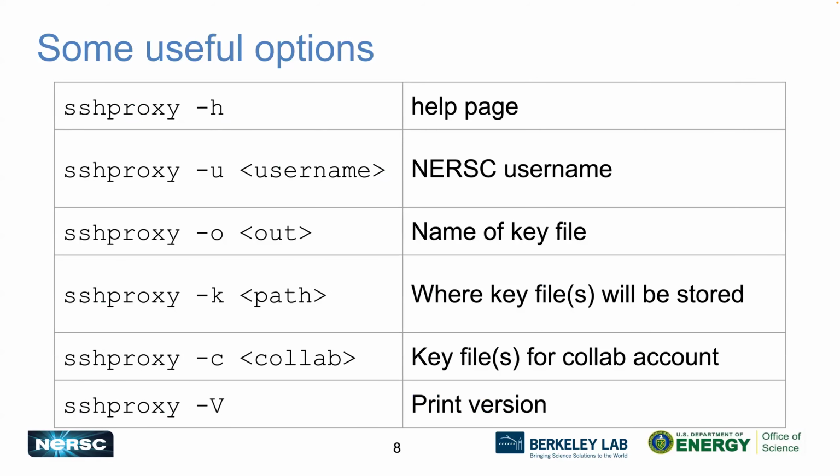There are some useful options here. -h is to list the help page. -u is to use a different username. -o is to use a different name for the key file. And -k is to store in a different directory. -c is to use a collab account, etc. So let me just show you here.